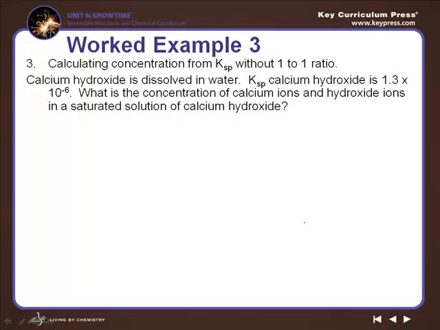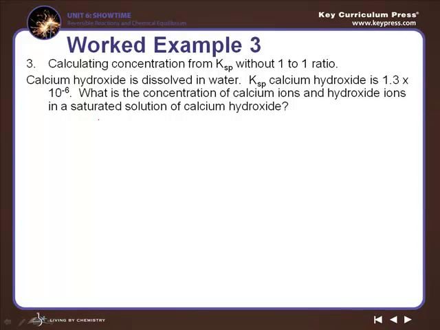Here in example number 3, we're going to look at what happens when we want to calculate the concentration from KSP without the 1-to-1 ratio. So usually when it's a 1-to-1 ratio, we can make some assumptions. When it's not the 1-to-1 ratio, we can do a similar process to find the concentration.